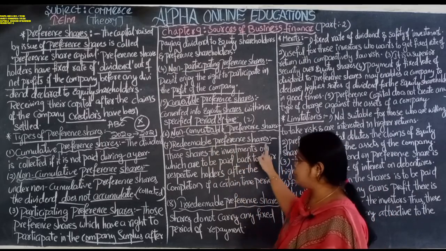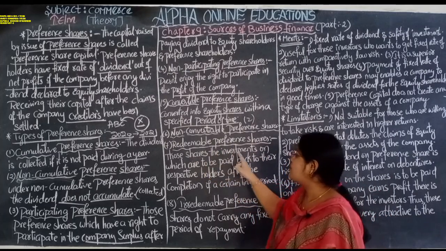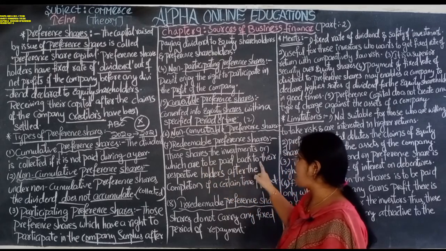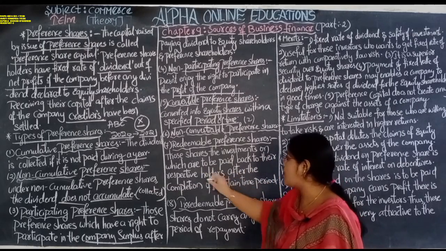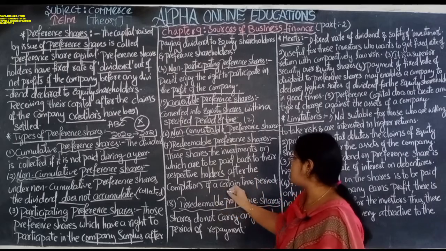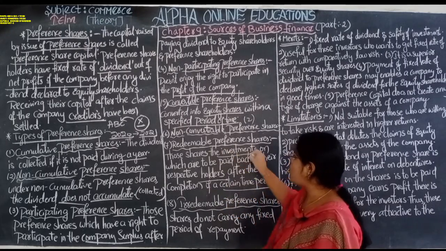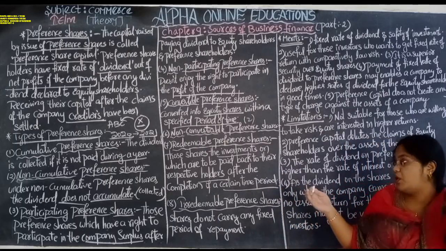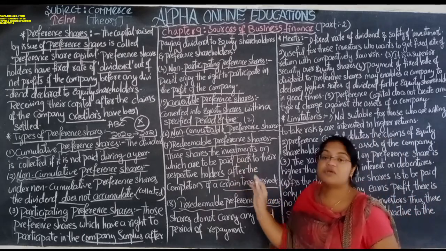Redeemable preference shares are those shares for which the investment is to be paid back to the respective holder after the completion of a certain period of time. So whatever investment is made by the preference shareholder, they will get the investment amount back.